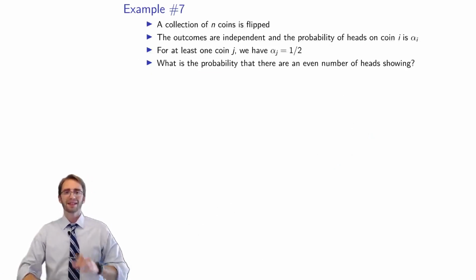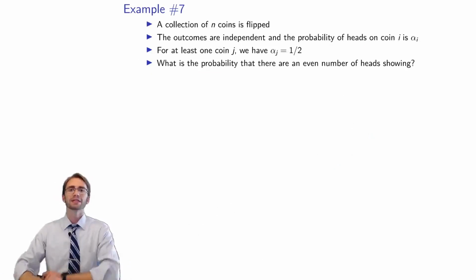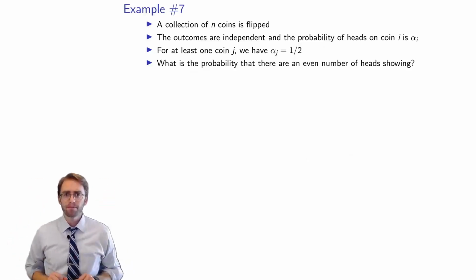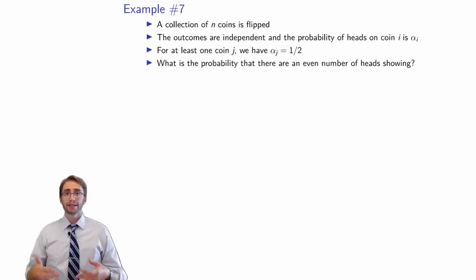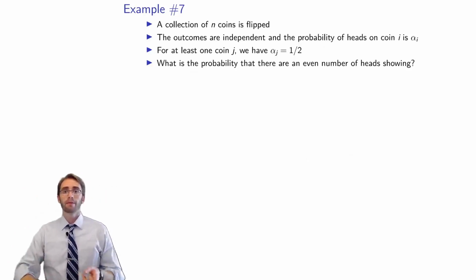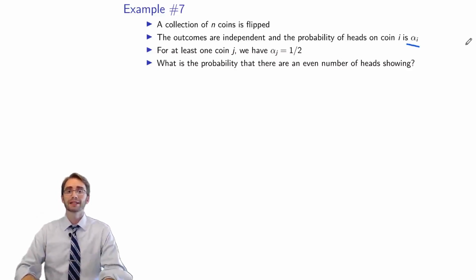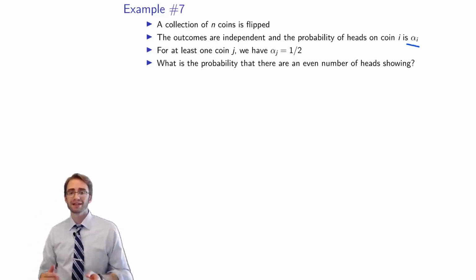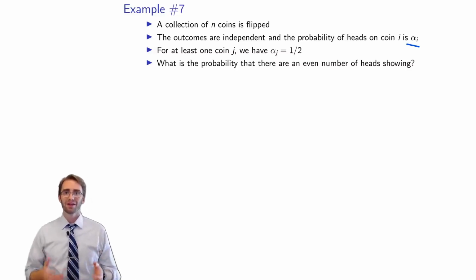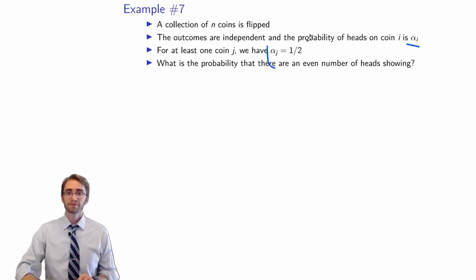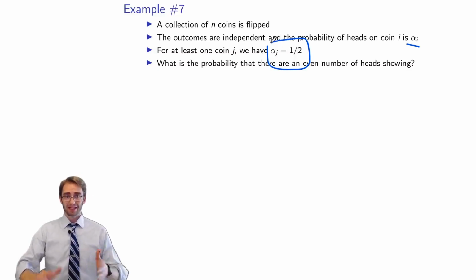Here's another one that is sort of puzzly or a brain teaser. You have n coins available, and you flip them, and all the outcomes are independent. The coins have nothing to do with one another. And the probability of heads on coin i is alpha i. Okay, so these coins have a funny weighting to them where they're not all even. Some of them are more likely to be heads than the others. But we will say for at least one coin, you have a 1/2 probability of being heads. Okay, there is at least one fair coin in this mix amongst all the others.